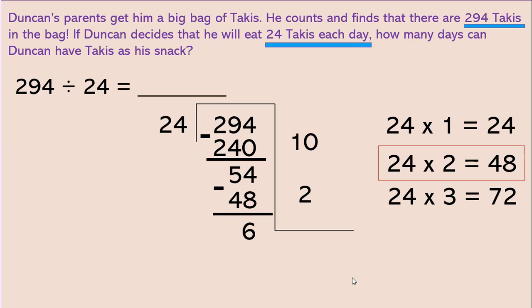So remember, we want 24 Takis each day, but we only have 6 Takis left over. So that's not enough snack for a whole other day. 6 is less than the 24, which is our divisor, which means we're done dividing, and this is going to be our remainder. We can go ahead and add the numbers to the right. 10 plus 2 is 12. So we have 12 remainder 6.